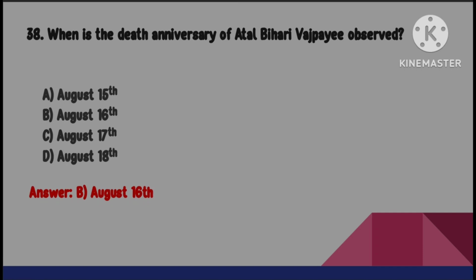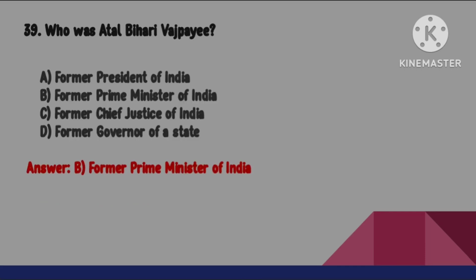Option A. August 15th. Option B. August 16th. Option C. August 17th. Option D. August 18th. And the right answer is option B. August 16th. And the next question is, who was Atal Bihari Vajpayee?